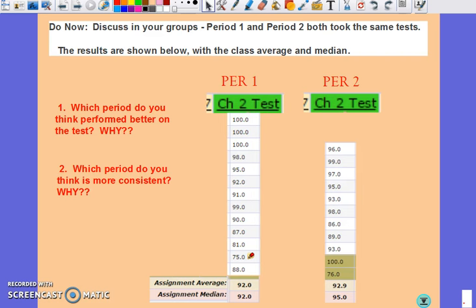But I took 2 screenshots of period 1 and 2 tests, and I just want you to discuss which period do you think performed better on the test and why, and which period do you think is more consistent and why. We'll discuss this tomorrow as well.